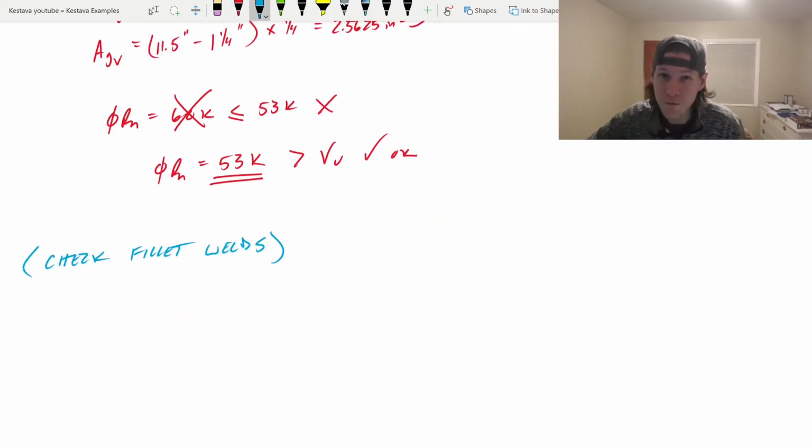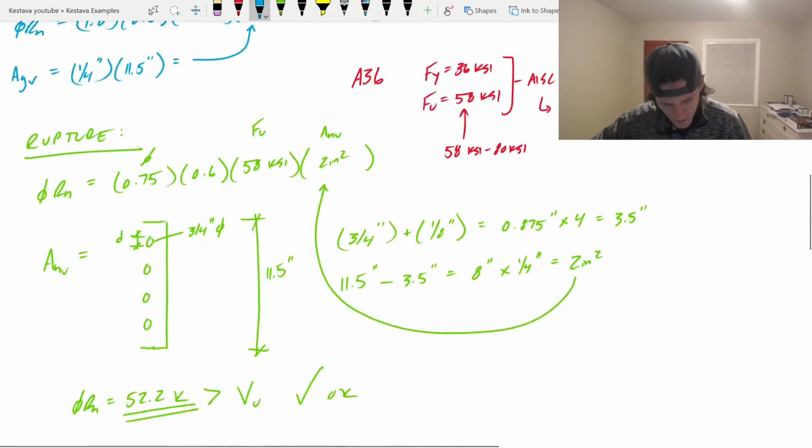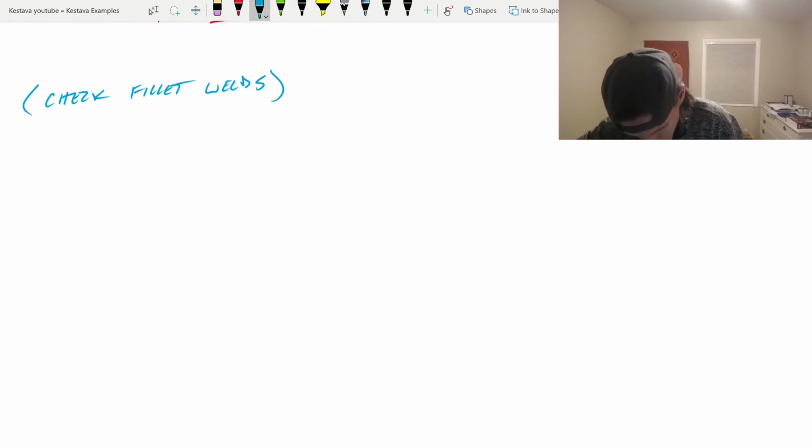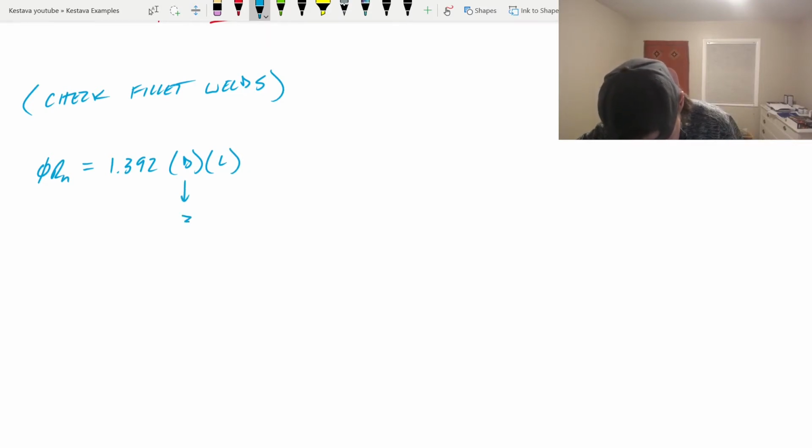Next, we're checking the fillet welds. So this is checking the welds that connect the shear tab to the wide flange column. If we go back up, we will see that we have right here a 3/16 fillet weld on each side of the plate, connecting that plate to the wide flange column. So what do we need? Well, phi Rn is actually just going to be equal to 1.392 times D in 16ths times length. Well, D, we had 3/16, which means that D is just 3. That's the size of your weld.